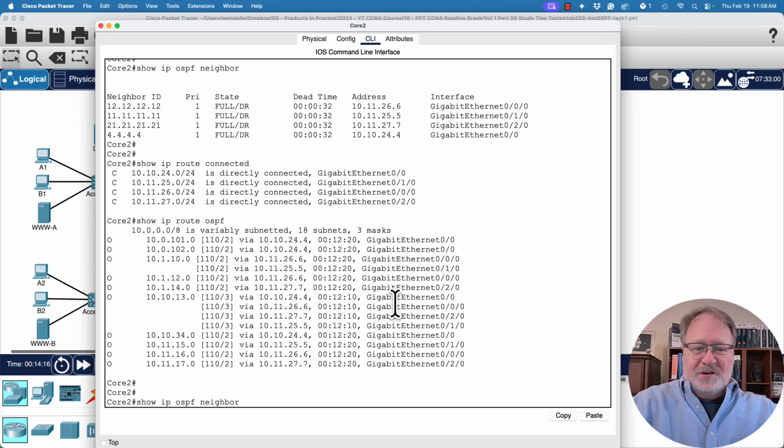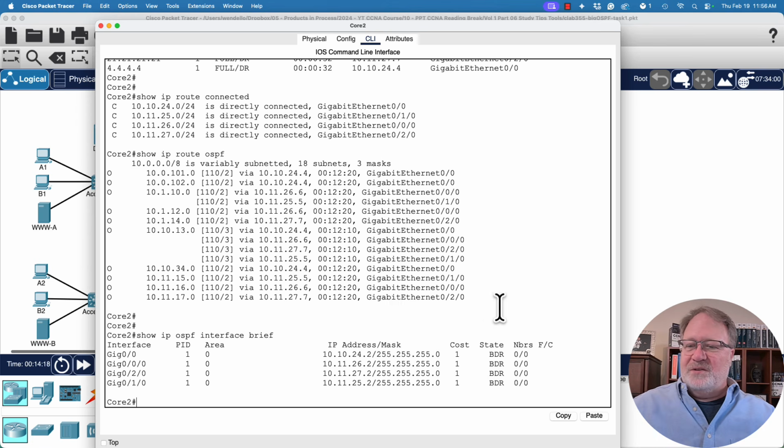And one last thing here on Core 2, show ip ospf interface brief, we see the cost setting of 1 on each of those interfaces.